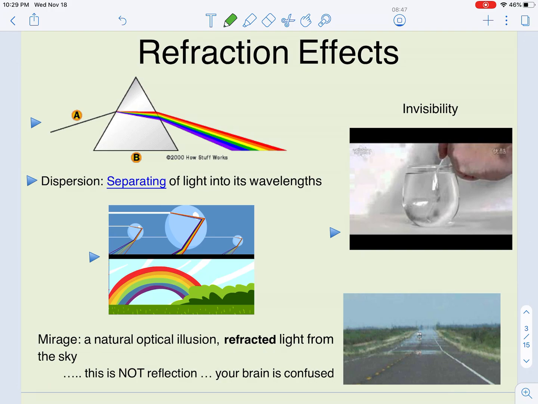So refraction can do some really cool things. On this slide, you may notice that there's a few different blue arrows. If you pull up the PowerPoint on Canvas, you will find a linked PowerPoint on my Canvas that has hyperlinks for these different images. So everywhere you see the little blue arrow, there's a video attached to the PowerPoint. So there's some really neat videos out there. If you just go to YouTube and type in refraction, there's lots of cool things that we can do with refraction. So let's start off with the prism.